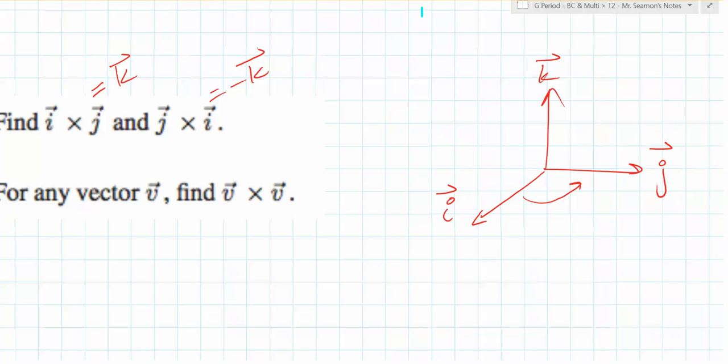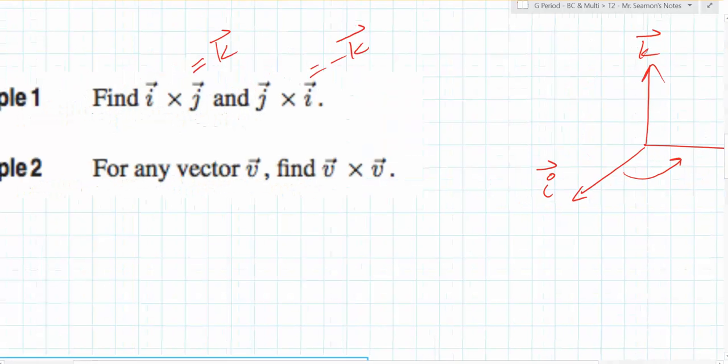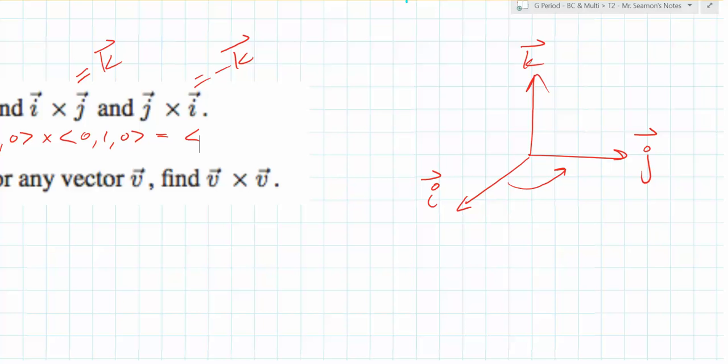Now, could we do this using the method we just used with the matrix? Yes, because what's the component form for i? 1, 0, 0. What's the component form for j? 0, 1, 0. Could we take these two vectors and do exactly what you just did? Yes. What is that going to be? You know it because you just looked at the picture. What's it going to be? 0, 0, 1. Exactly. But could you do it out? Yes, you should be able to do it out.